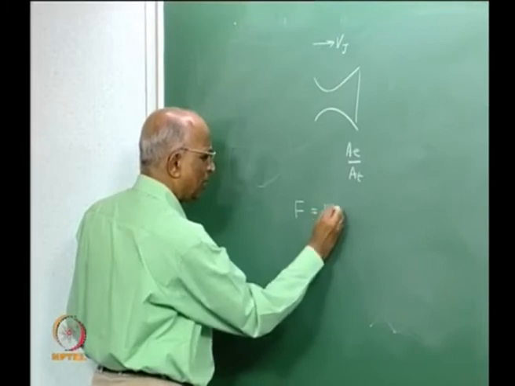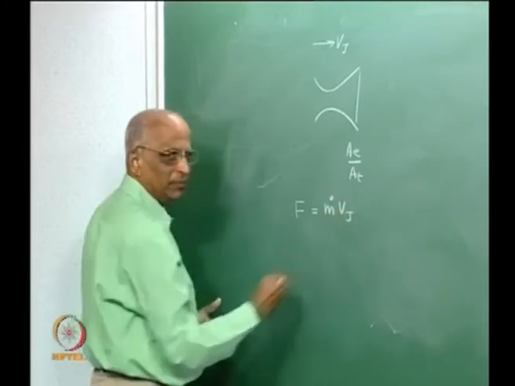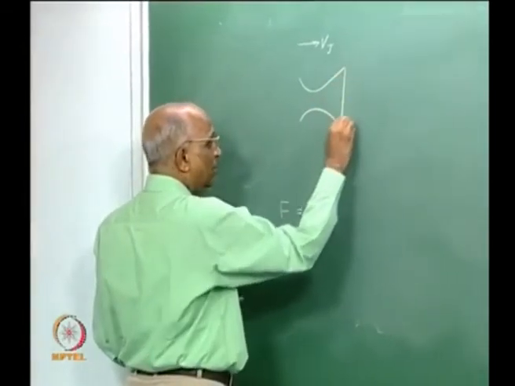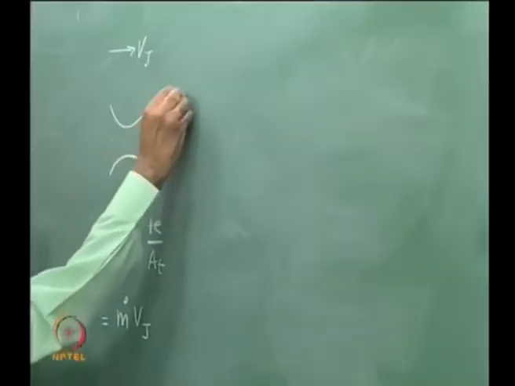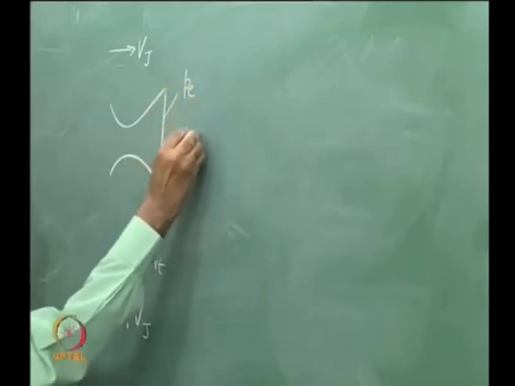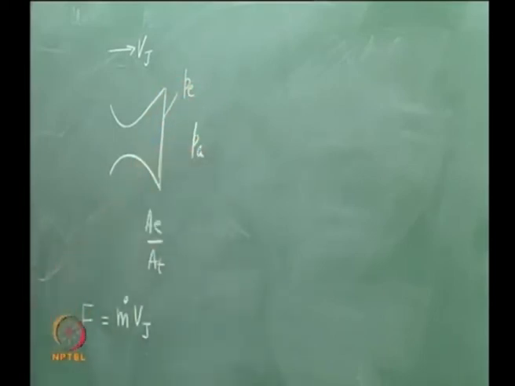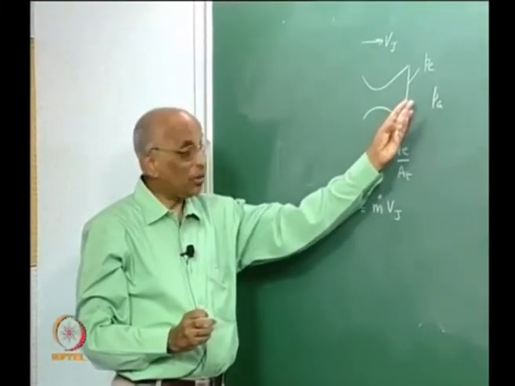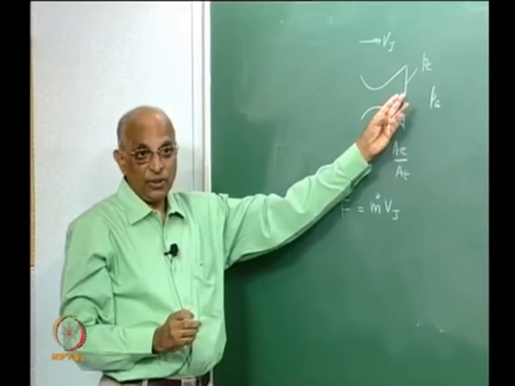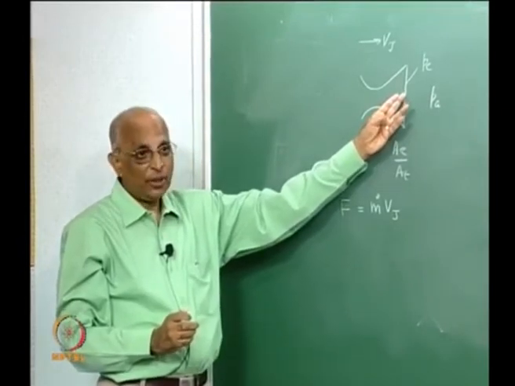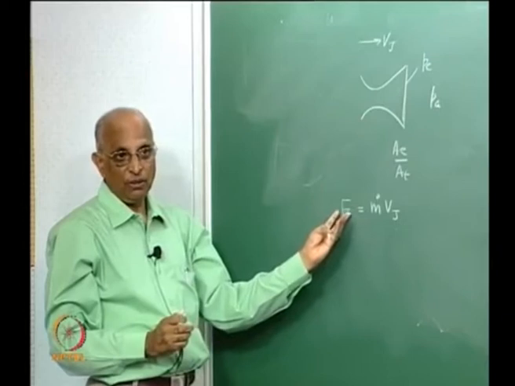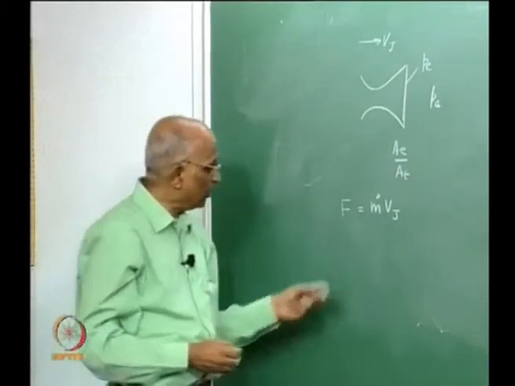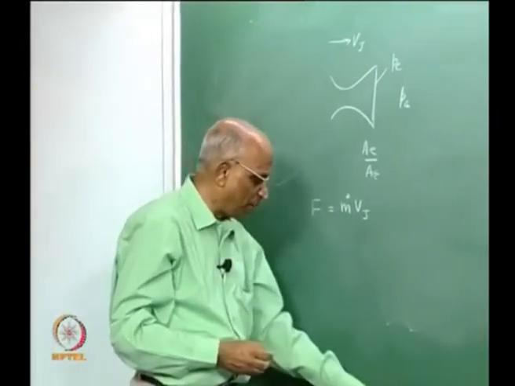You have momentum thrust m dot into Vj. But we were telling ourselves each time that depending on the nozzle area ratio, the exit pressure Pe could be different from the ambient pressure Pa. Therefore, the thrust could come from pressure also, because I am not able to fully expand this. Therefore, I have some pressure thrust also coming. So let us write the expression for the force developed by a rocket, which we know is equal to the rate of change of momentum.